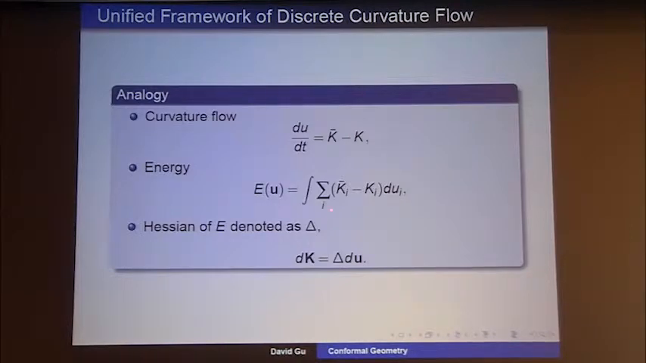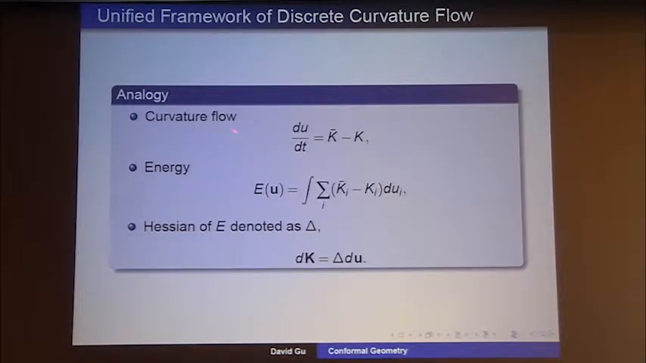Then we can define the curvature flow. This curvature flow is in the exact same form as in the smooth case. We change the conformal factor proportional to the difference between the current Gaussian curvature and the target Gaussian curvature. By using this flow, basically we can reach the desired metric.